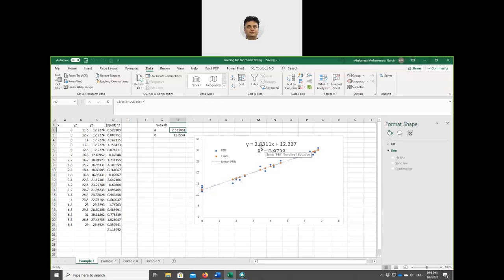Okay, you can see A is 2.663. Yeah, here A is 2.63 and B is 12.227. Exactly the same.